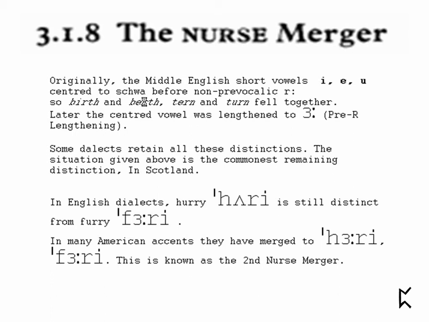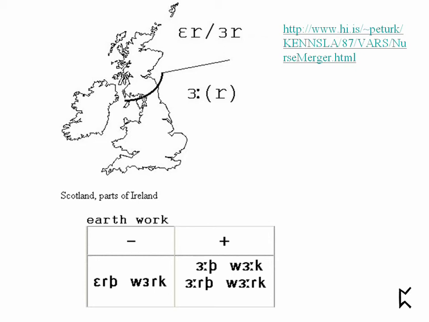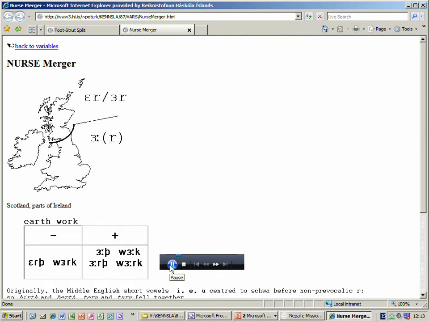Here we go, earth, work, and I think I've given you the sounds here. Earth, work, earth, work. So earth and work would be what you'd find in Scotland, and in Northern Ireland, something a bit like that, but with when the mergers occurred, you either get the R or not. I say earth and work, Americans will say earth and work. Okay?